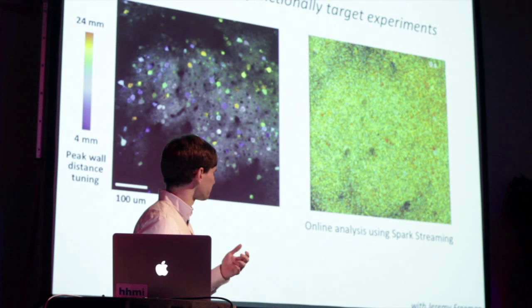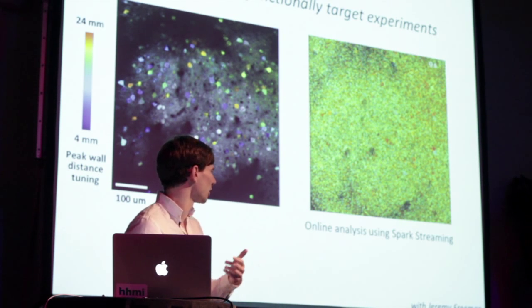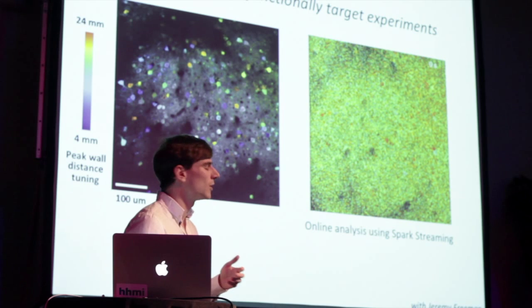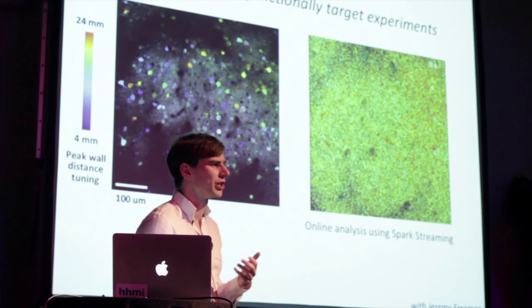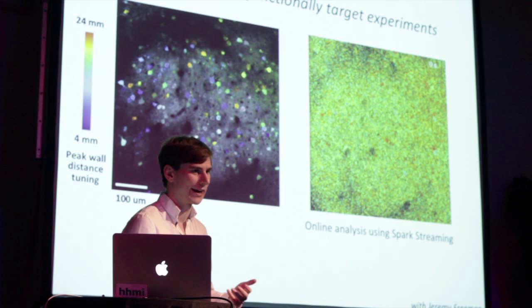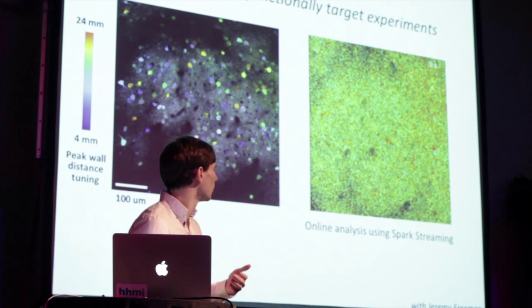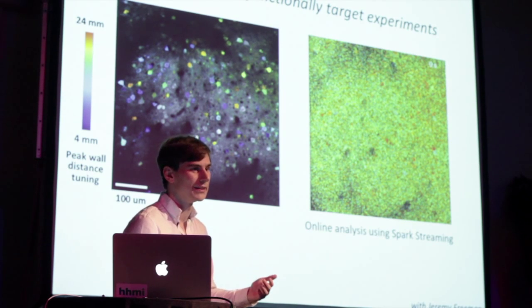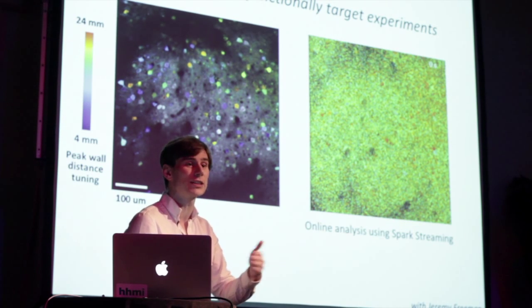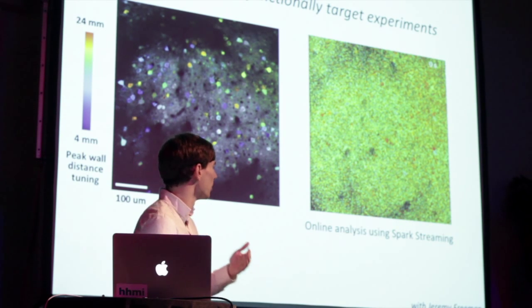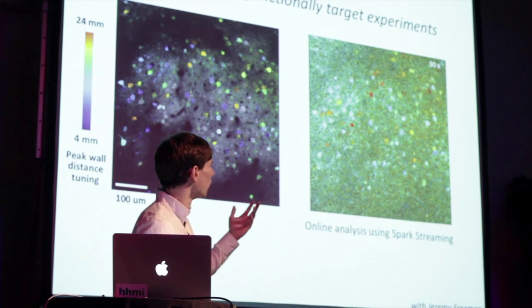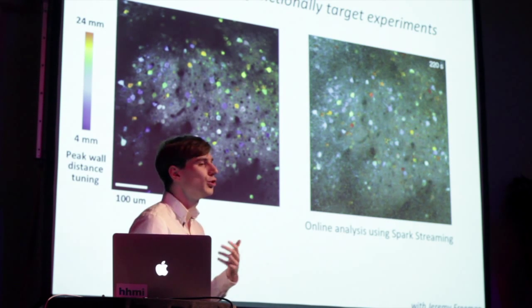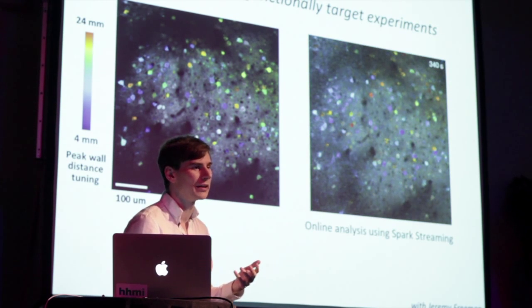And so what I've been doing with Jeremy is performing online analysis using the Spark streaming system. So what happens here is we are acquiring these images at the rig as the animal's performing the task. Then we are shipping them off to our local cluster where we are performing analyses. Then we're shipping the data back to the experimenter at the rig in the form of these maps, which you can watch evolve, and which can then be used for guiding experiments.